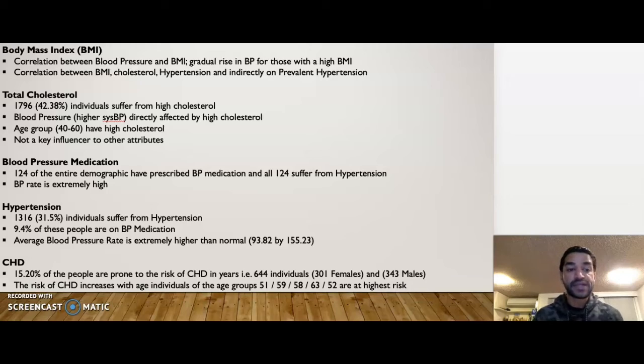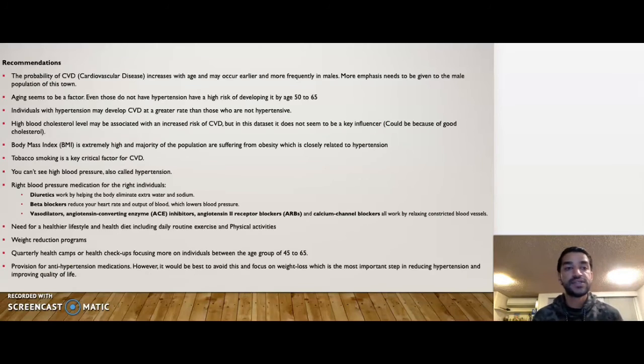And then there's hypertension and coronary heart disease. 51, 59, 58, 63 and 52. These are the 5 age groups which are most likely suffering from 10-year CHD. These are the list of recommendations we have suggested based on the findings that we have got.